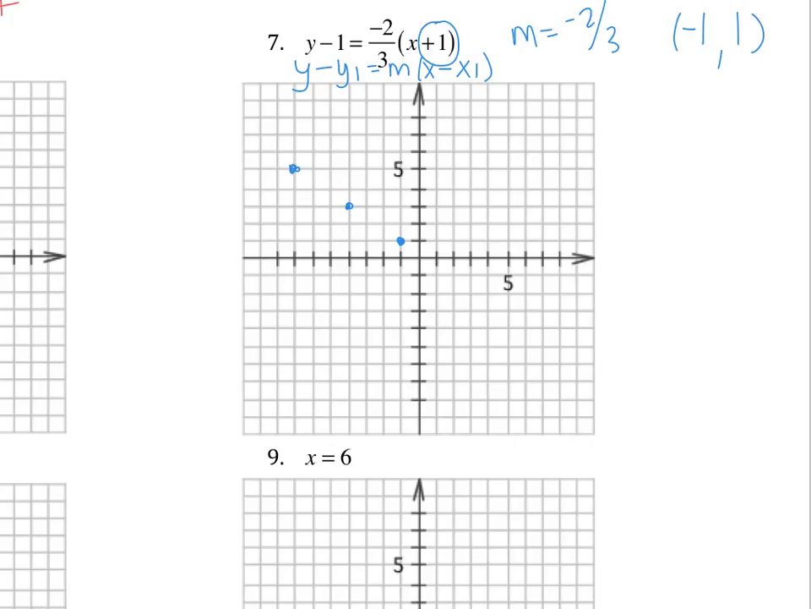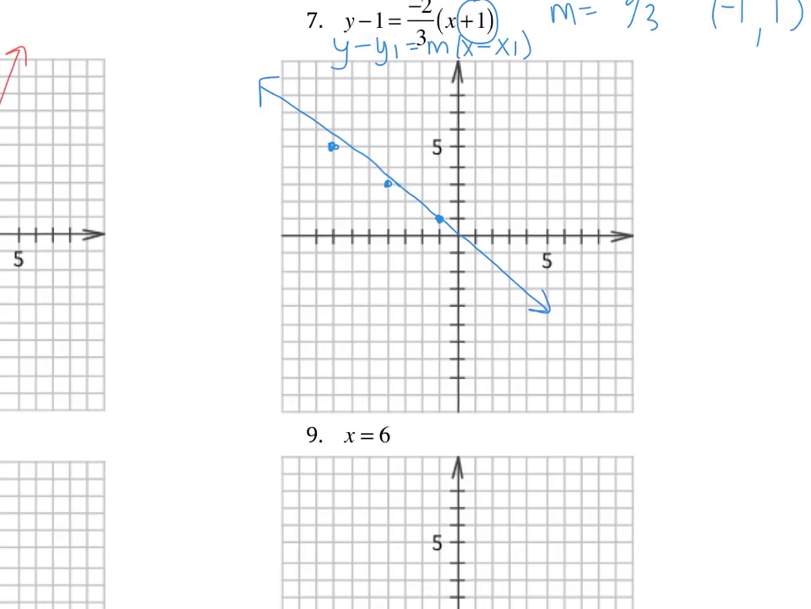Some of you have a tendency to memorize: if it's negative, I go down; if it's positive, I go up. Just look at your picture and think if it's positive or negative. So I have negative slope, so I want my line to be falling. So this is number 7. Okay.